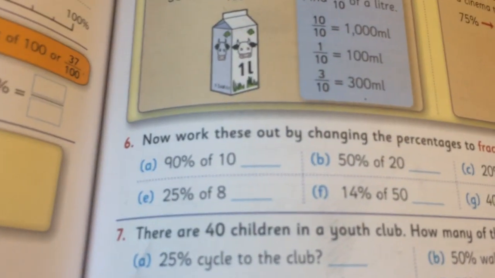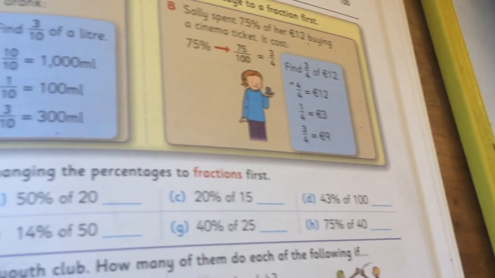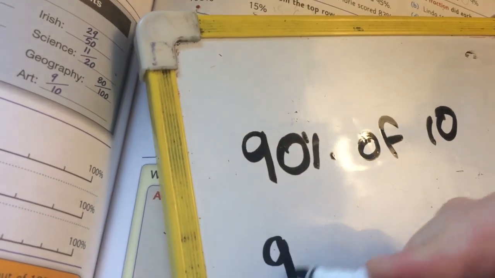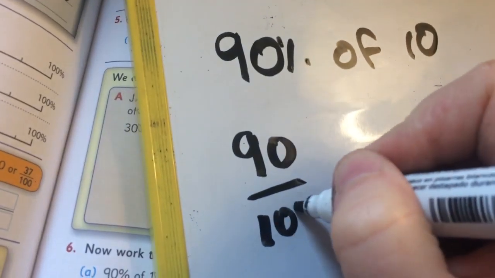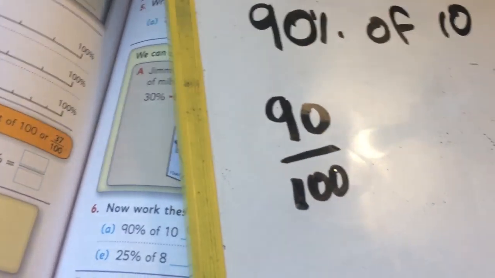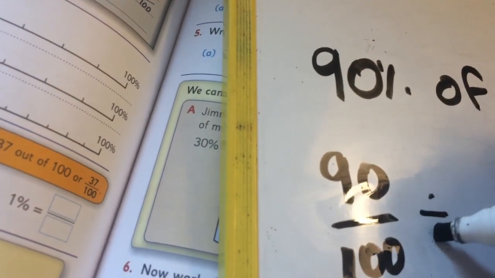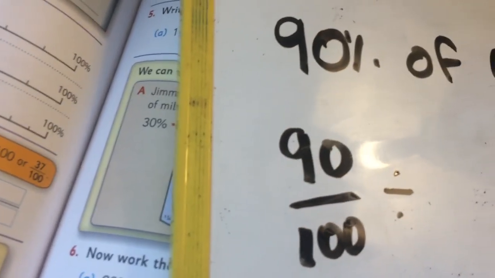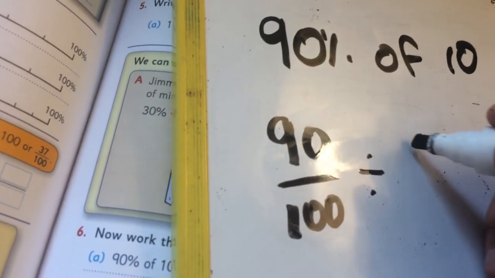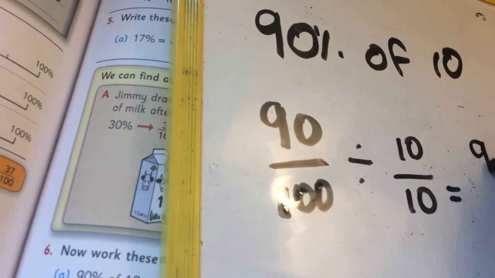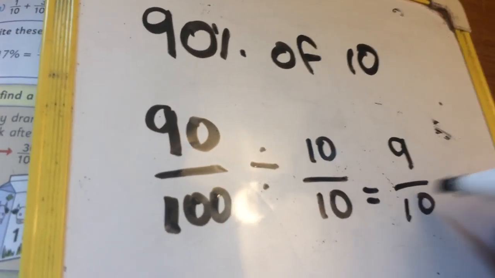Okay, so 90% of 10. Let's work this out now. We know that 90% is also 90 over 100, because percent means over 100. Now we're going to simplify that fraction to make it easier. We divide by a number that goes into both of them. Now, 10 goes into both of them, doesn't it? So we divide by 10. 90 divided by 10 equals 9, and 100 divided by 10 equals 10. So 9/10 is our number.